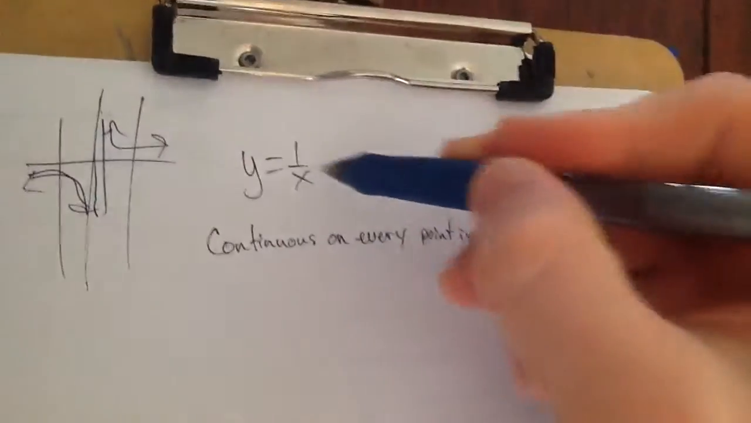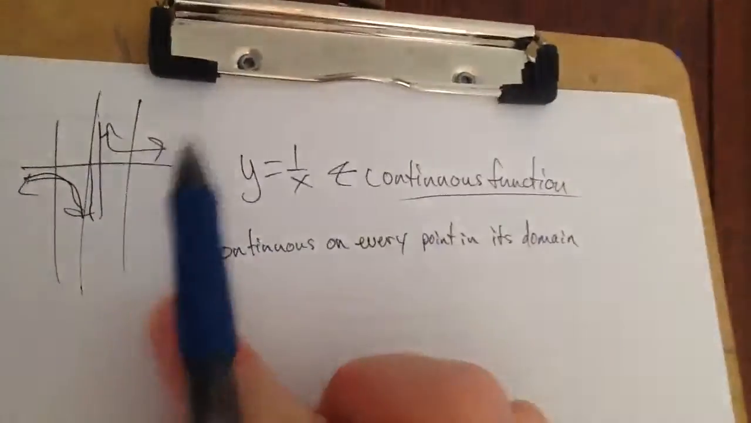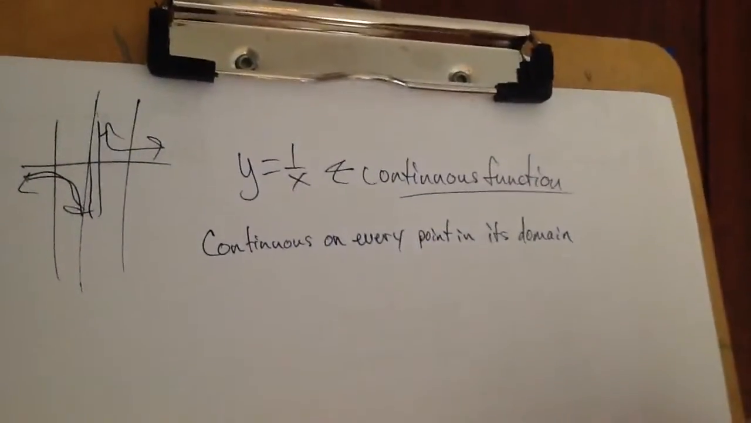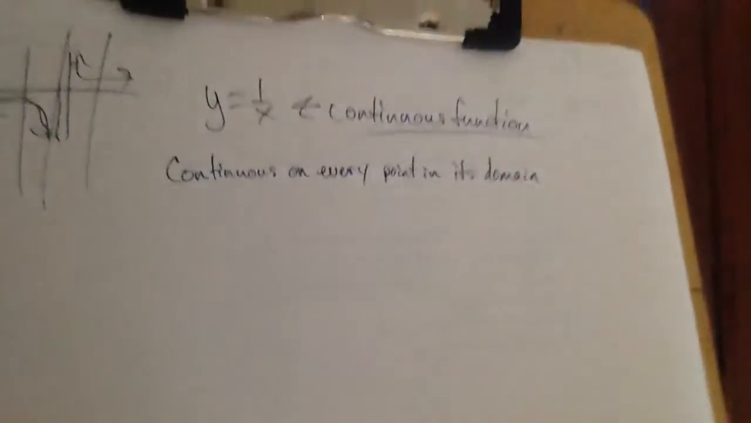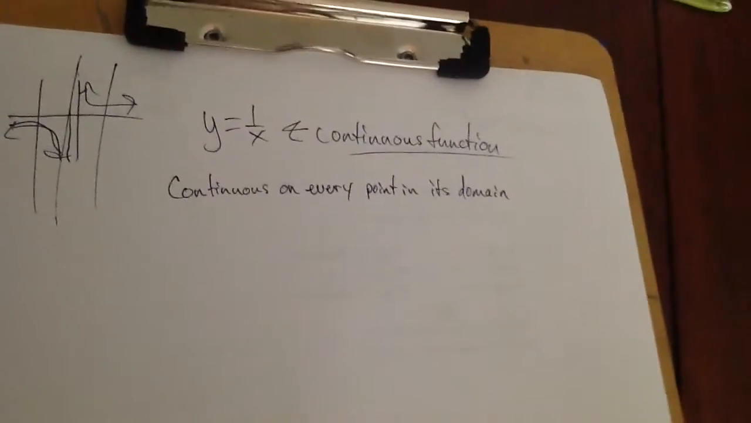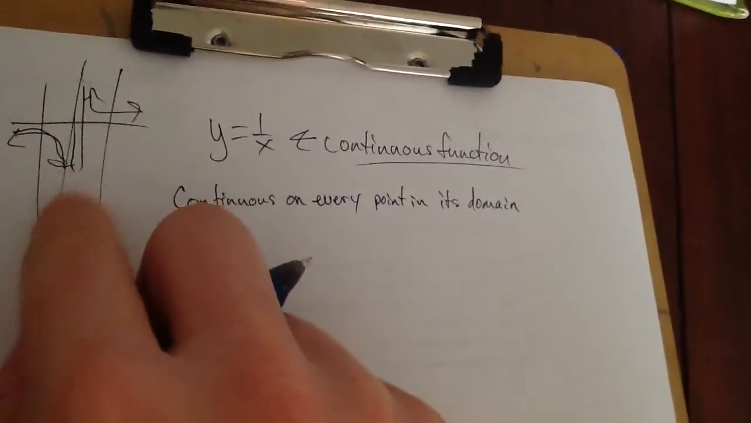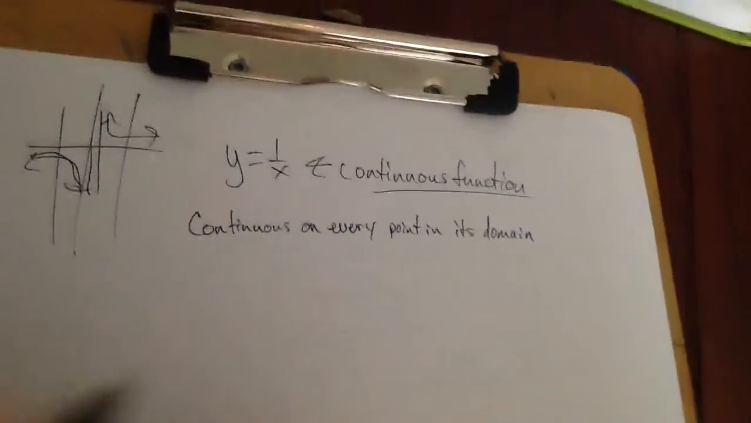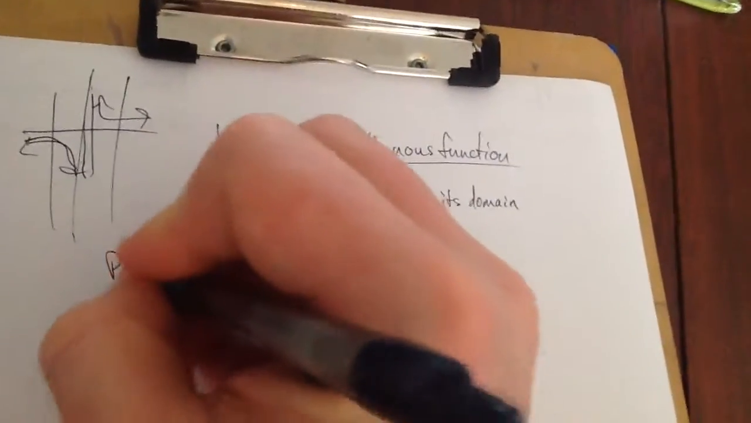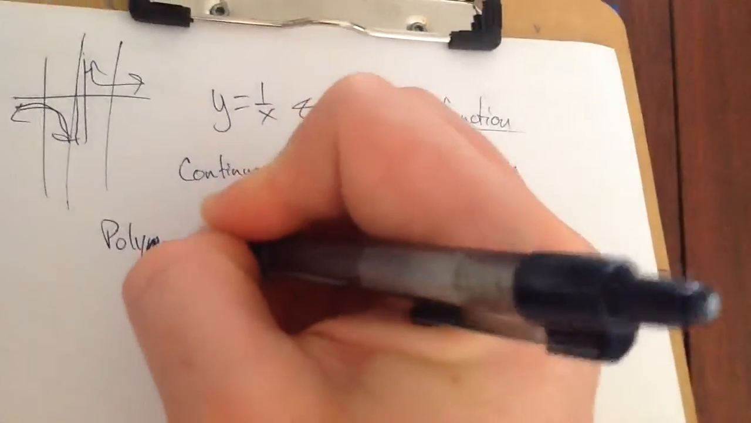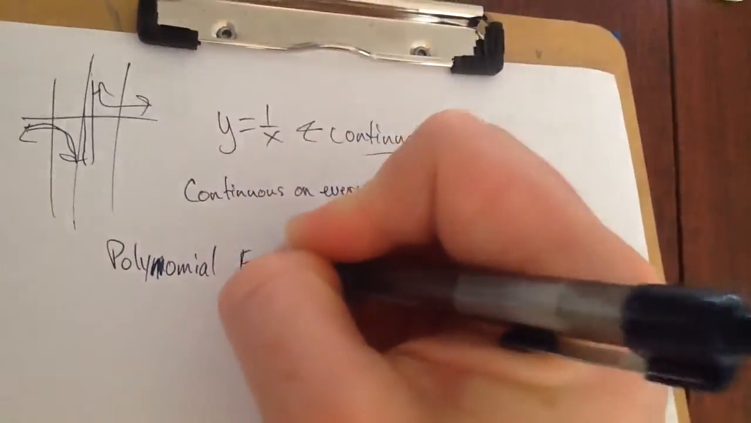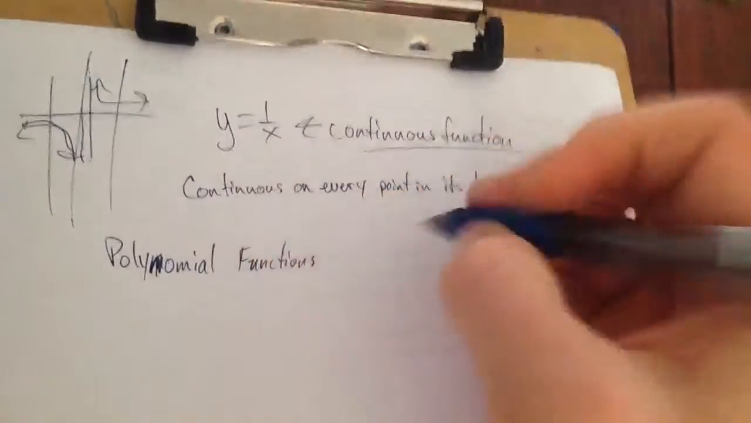So, x equals 0 is not in the domain of this function, and that's the only point where it's not continuous. Therefore, this is known as a continuous function. Weird, I know. So, yeah, it doesn't have to be continuous on every interval, just on the points that are in its domain. Polynomial functions, that's an n, are always continuous.